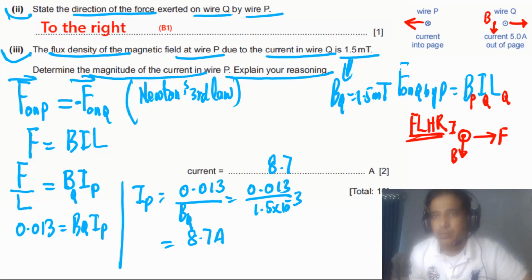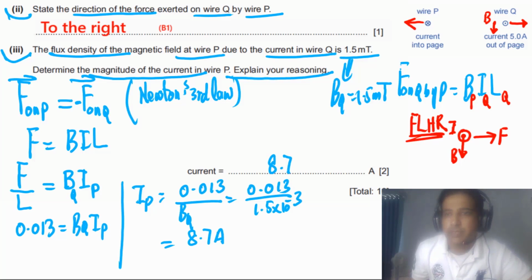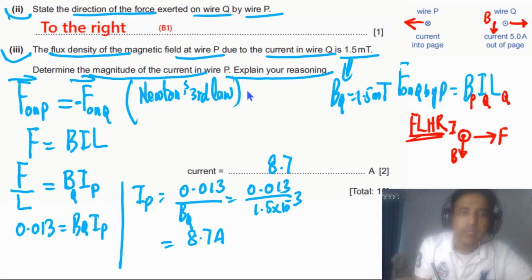And this question has 2 marks. The first mark you will get if you have written the first statement, and this is the B mark, I mean this one has to be in your answer.